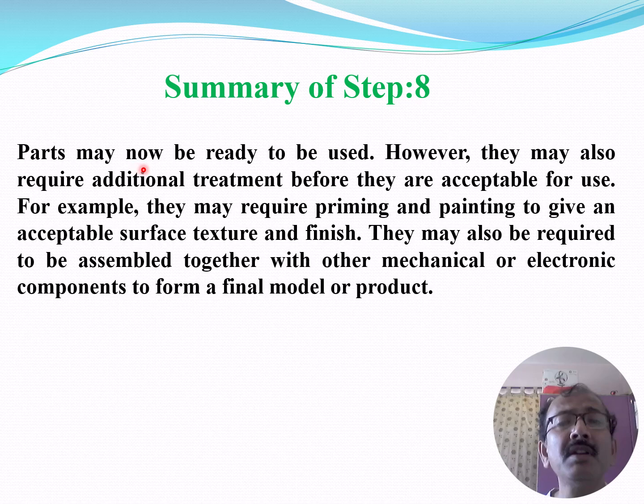So parts may now be ready to be used. So this is the last step. However, they may also require additional treatment before they are acceptable for use. For example, they may require priming and painting to give an acceptable surface texture and finish. So for better surface texture or better finish, some painting is also required. They may also be required to be assembled together with other mechanical or electronic components to form the final model or product.